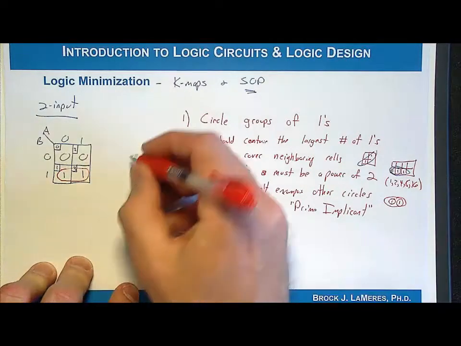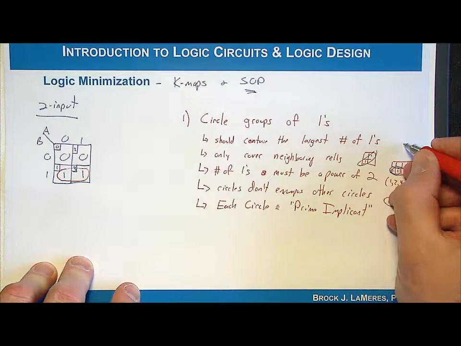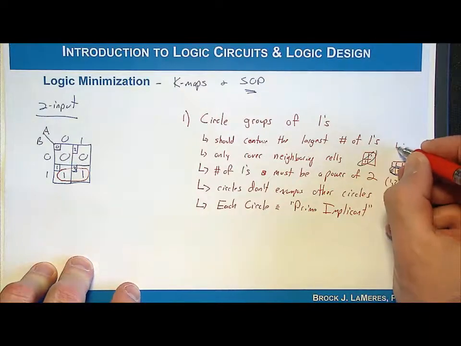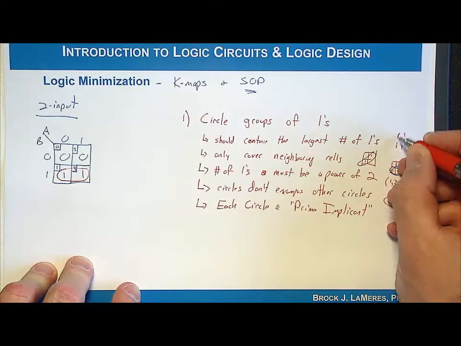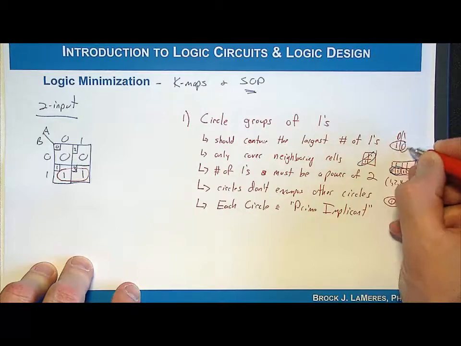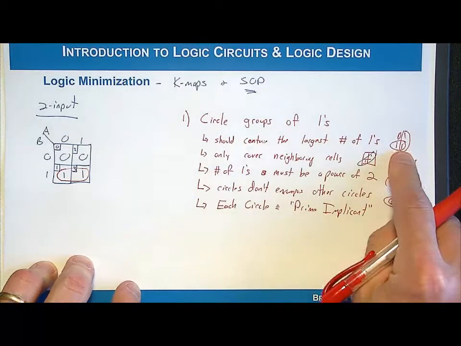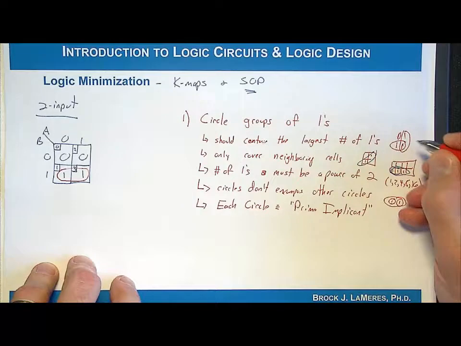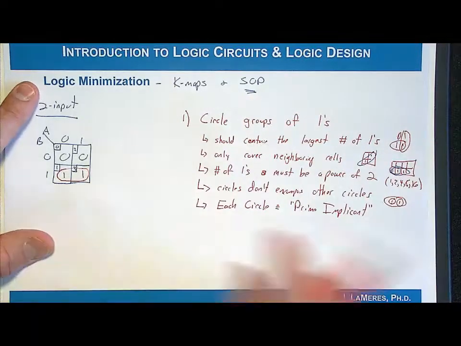And it's okay to have circles cover each other like this. Let's say you had 1, 1, 1, 1, or 1, 1, and 0. It's okay to do a circle like this. So that's fine. You can cover something multiple times. But for this example, that's what the circle would be.